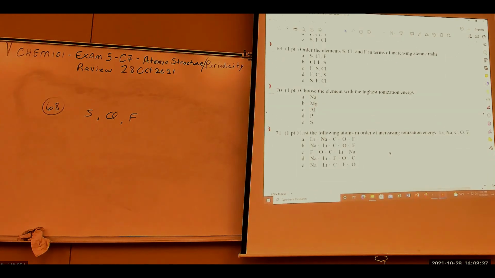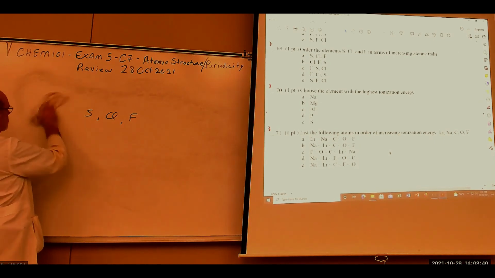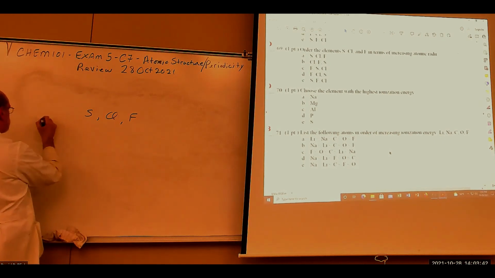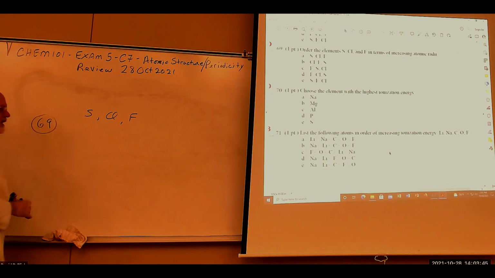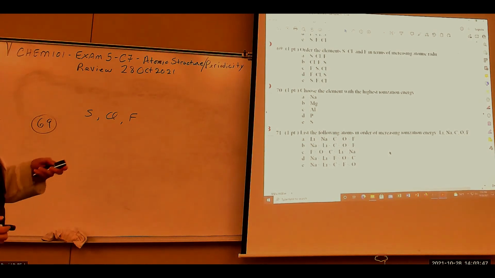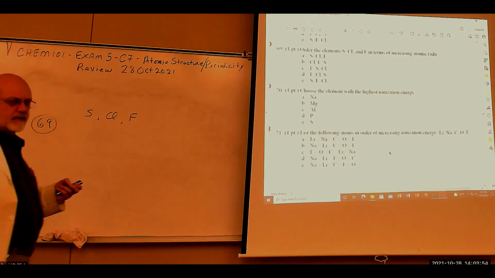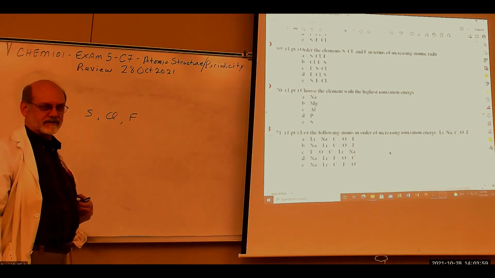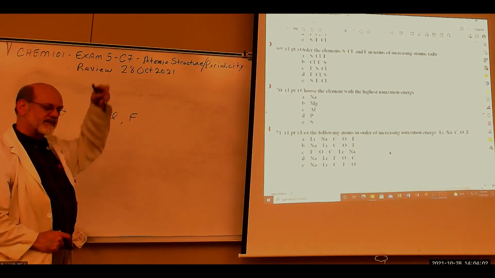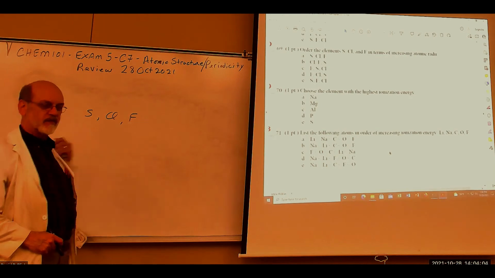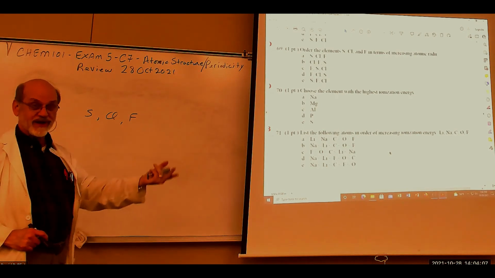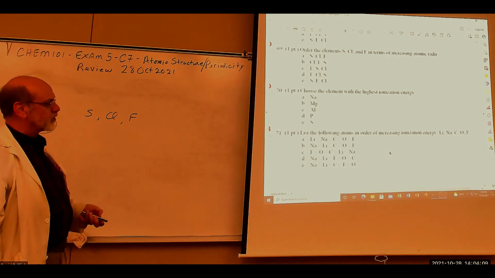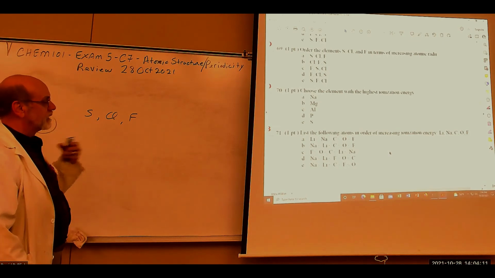69. So the trend for 69 is atomic radius, increasing atomic radius. So what's the trend for atomic radius? Increasing from upper right to lower left. Right? So it increases in size going down, increases going to the left, or decreases going to the right. So if we're increasing, we need to go to the top right and move to the left.